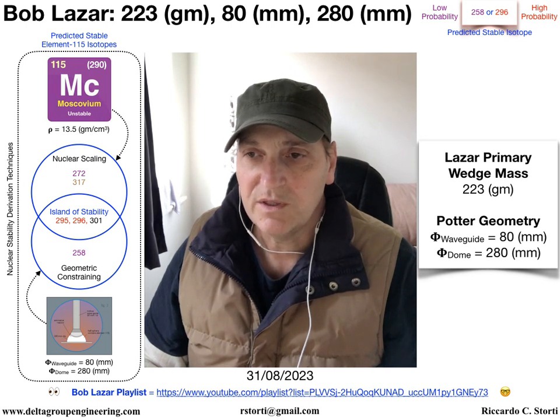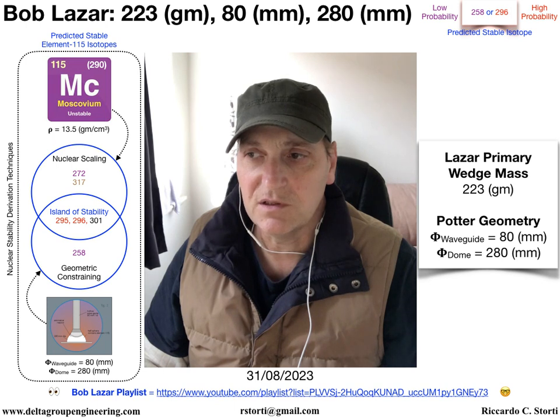The manner in which we arrived at our forecast is displayed by the cartouche appearing on the left-hand side of the screen. It contains a Venn diagram which communicates the nuclear stability techniques we've utilised to date. The set appearing on the upper half of the cartouche was generated via nuclear scaling, whilst the set on the lower half of the cartouche was generated by constraining the construct to Potter geometry. Most importantly, the intersection of these two sets denotes the island of stability.